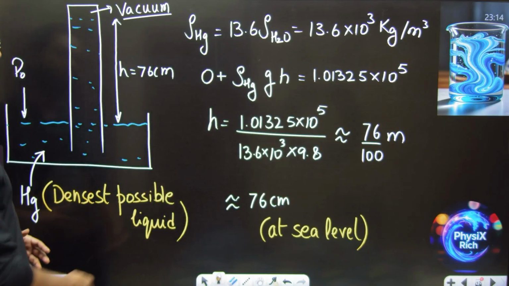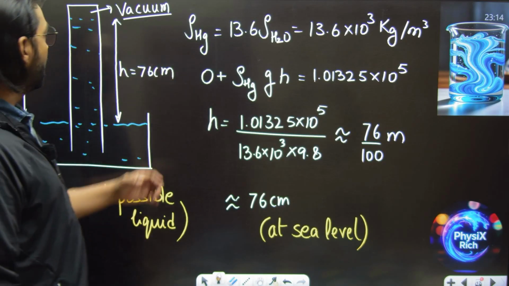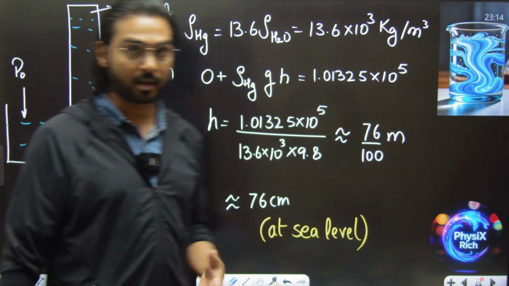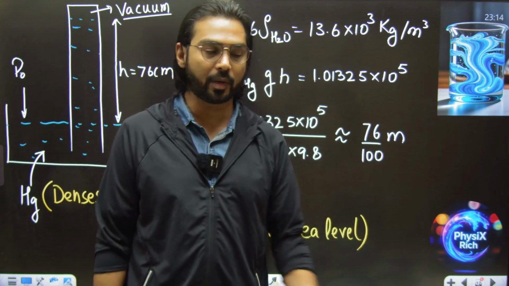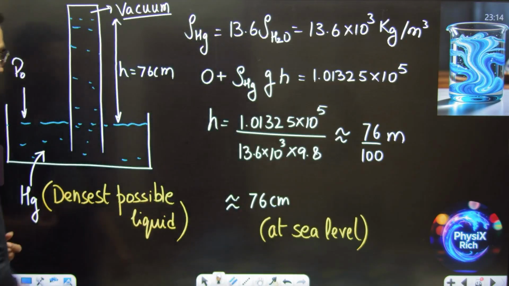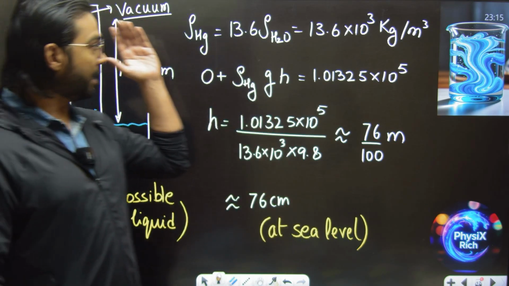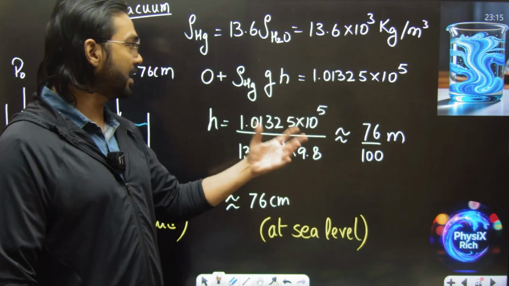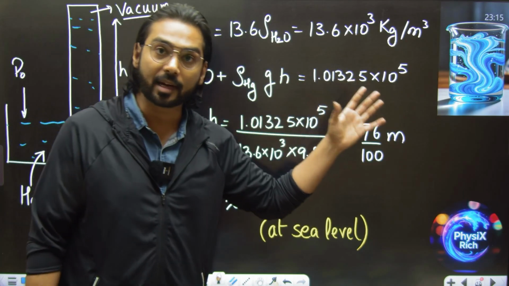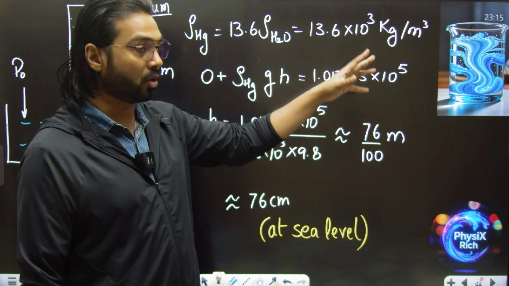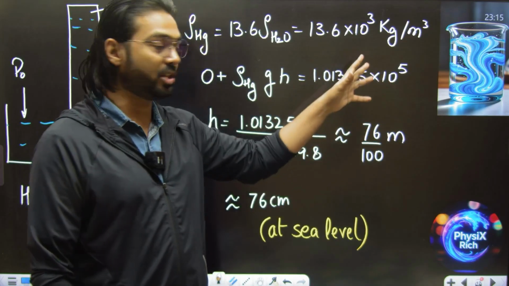We take mercury over here because it's a very dense liquid, it's shiny, it doesn't evaporate, it doesn't boil so easily. There are so many reasons why you can choose mercury in the barometer. It's like the densest possible liquid. It's got a relative density with respect to water, a specific gravity, of 13.6, which means that its density is 13,600 kg per meter cube.